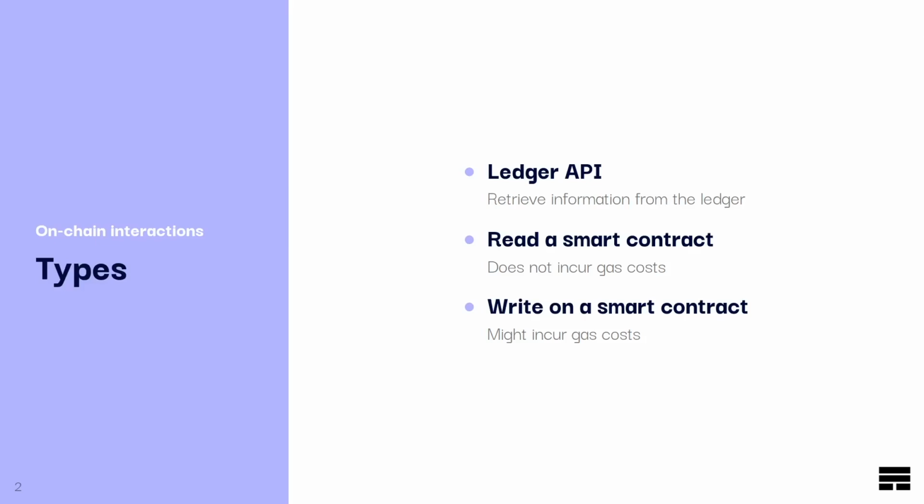Second, the service can read information from a smart contract. This involves accessing data stored within the smart contract without modifying it. This operation doesn't incur any gas cost. Finally, the service can write to a smart contract by sending a transaction. This allows your service to update or modify the data within the contract. This operation incurs gas costs.